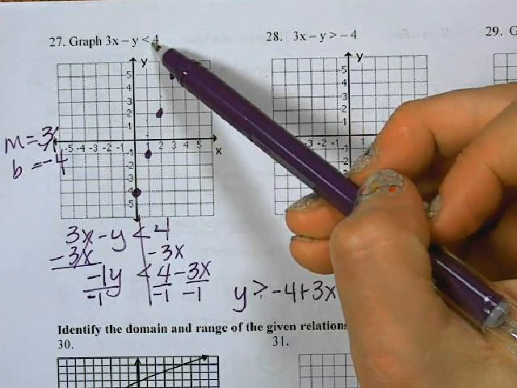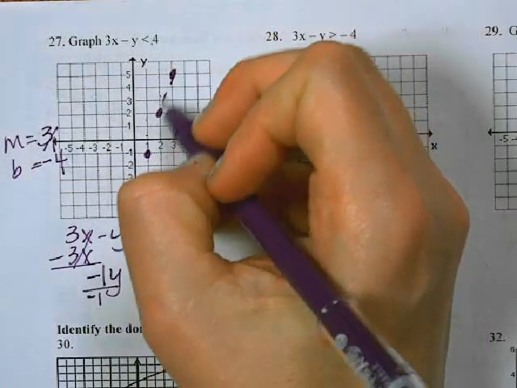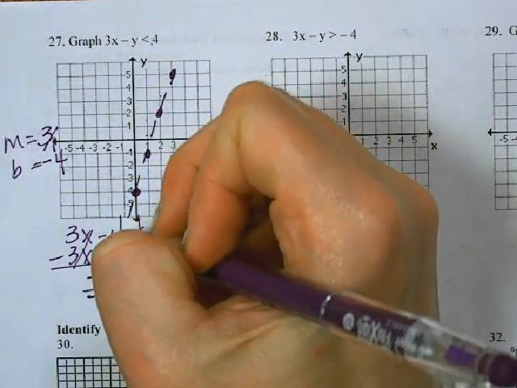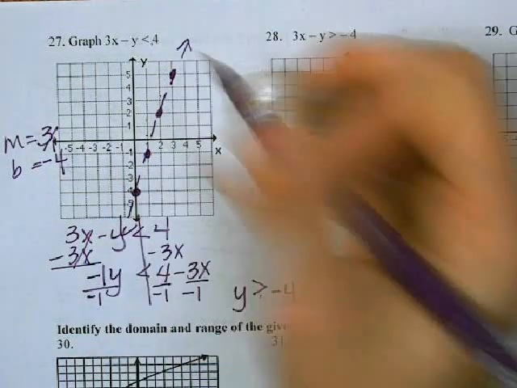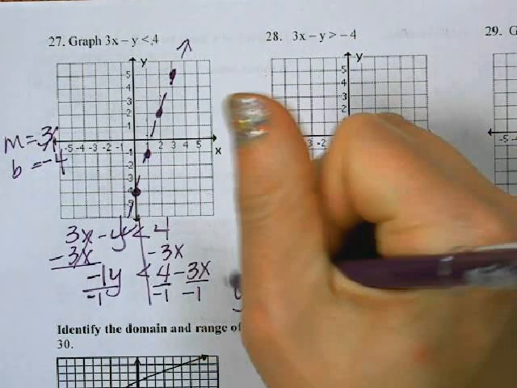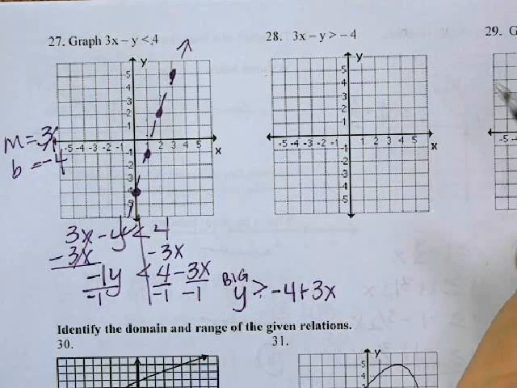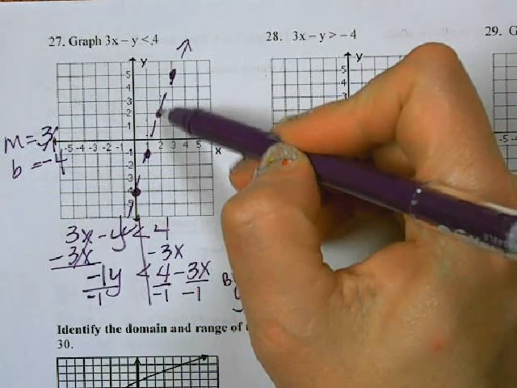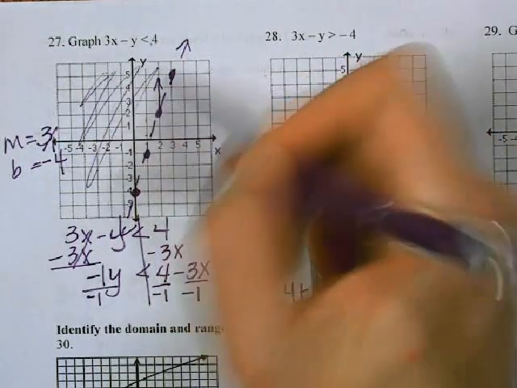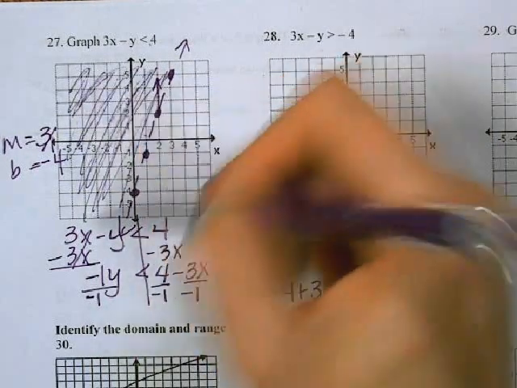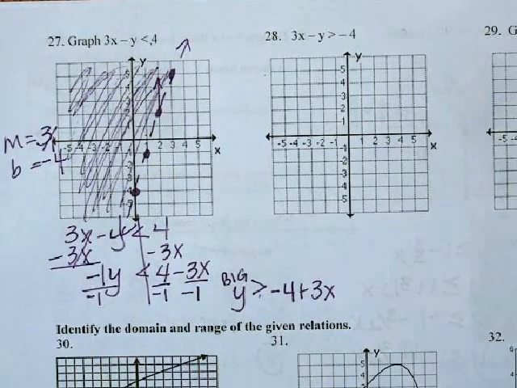And on this problem, it's not a solid line, so it needs to be a dotted line. y is on the big side. I'm going to shade on the big side. That means I pick a point, draw an arrow up, and that tells me which side is the big side. You're done.